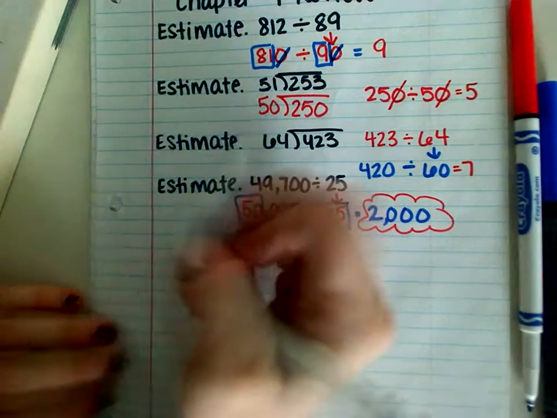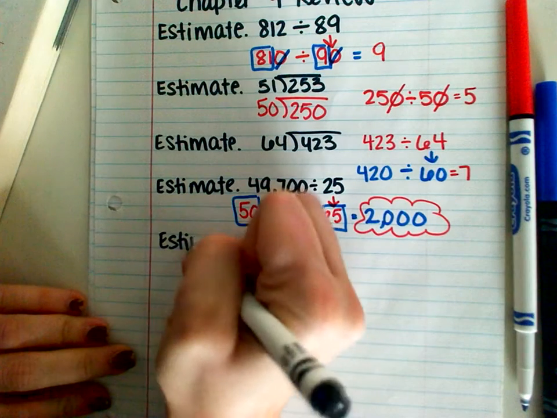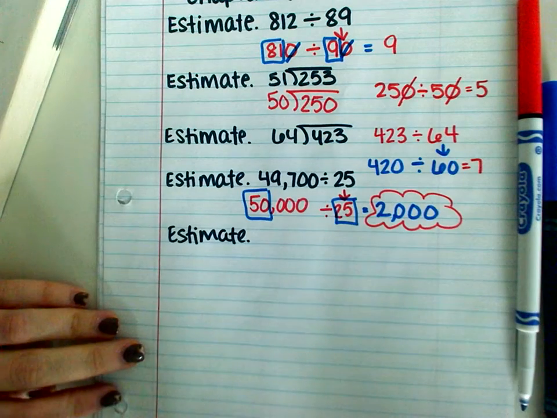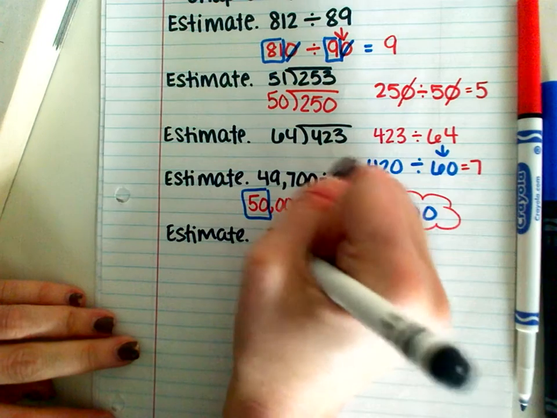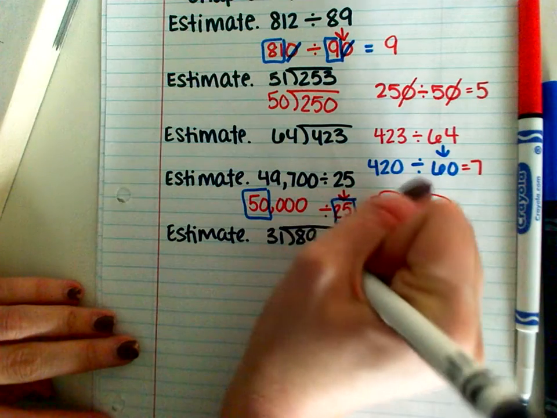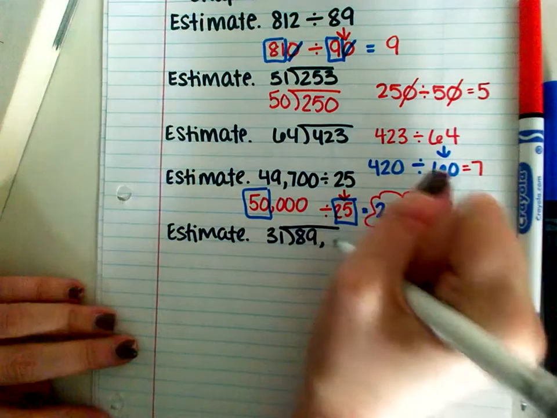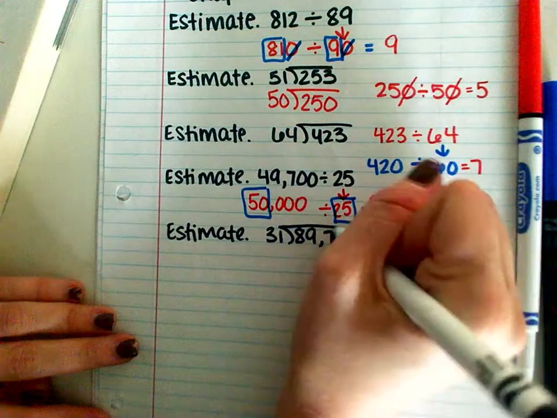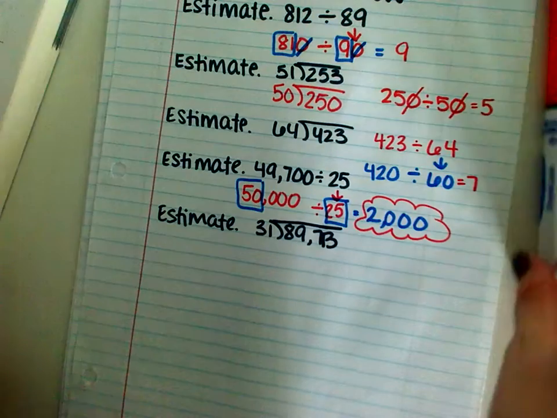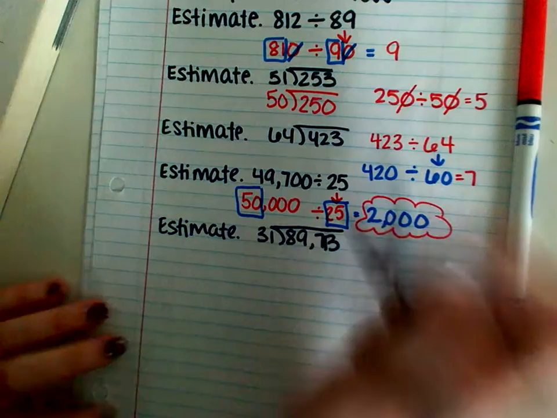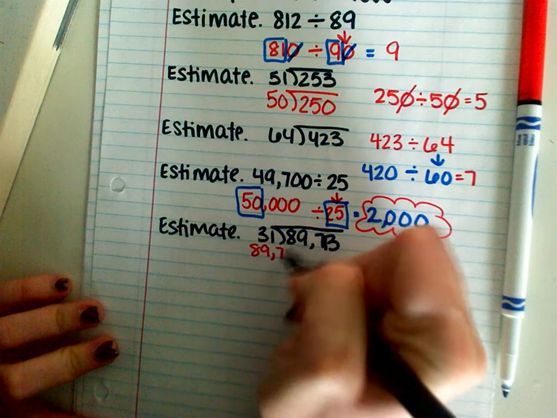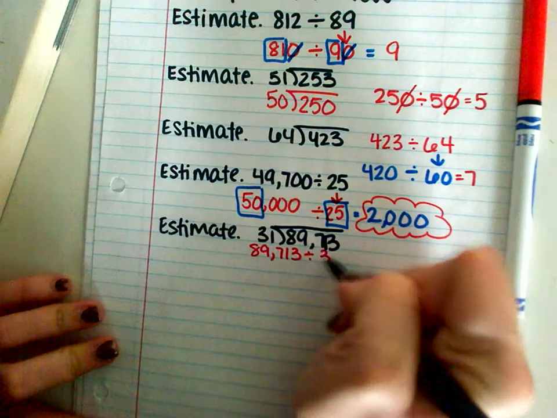Estimate. Estimate. $89,713 divided by 31. If you want to rewrite it, you could write it as 89,713 this way divided by 31.